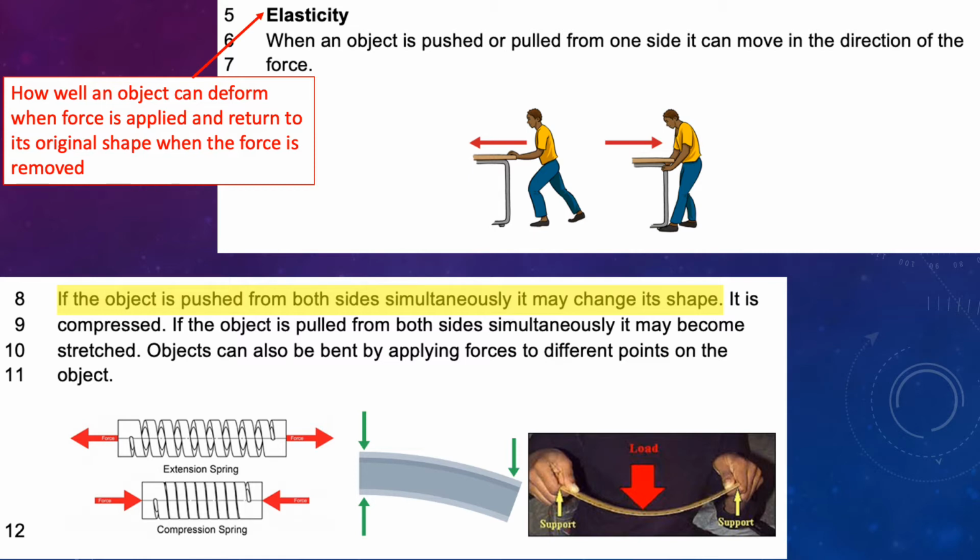The other two, where you have the metal bar and the green arrows, and the person with the two supports on his hands and the load going downwards, that we call bending. All right, so objects can also be bent by applying forces to different points on an object. So depending on what object you have, you're going to have a bending force on that as well.